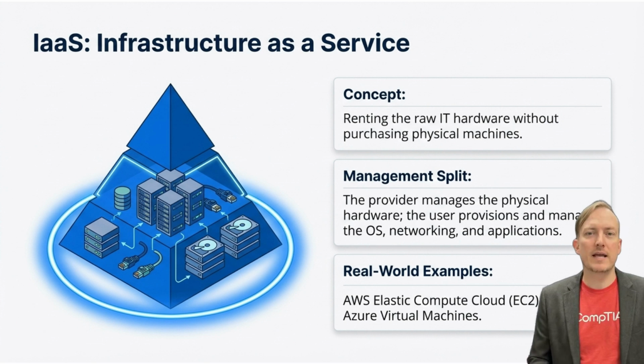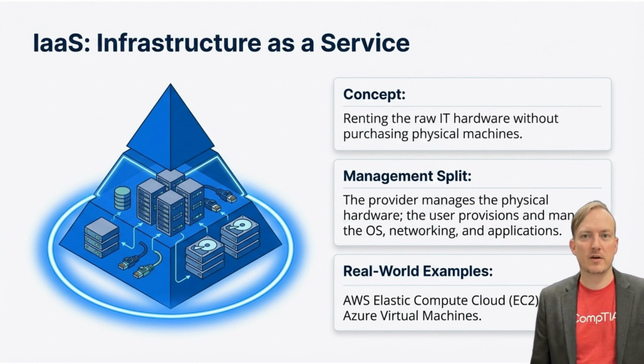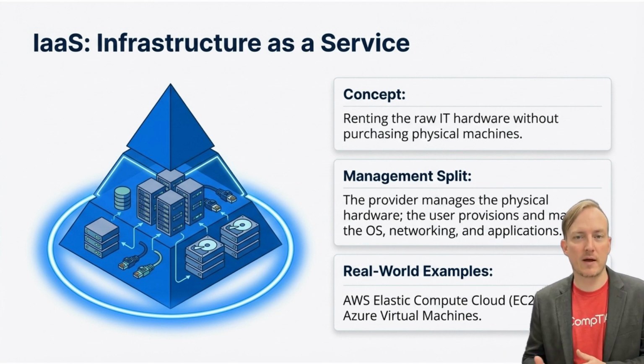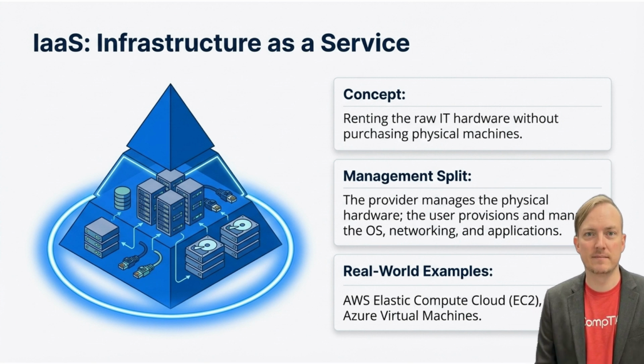At the foundation is IaaS, or Infrastructure as a Service. The concept here is renting the raw IT hardware without purchasing physical machines. In this management split, the provider manages the physical hardware, while the user provisions and manages the OS, networking, and applications. Real-world examples include AWS Elastic Compute Cloud, EC2, and Microsoft Azure Virtual Machines.